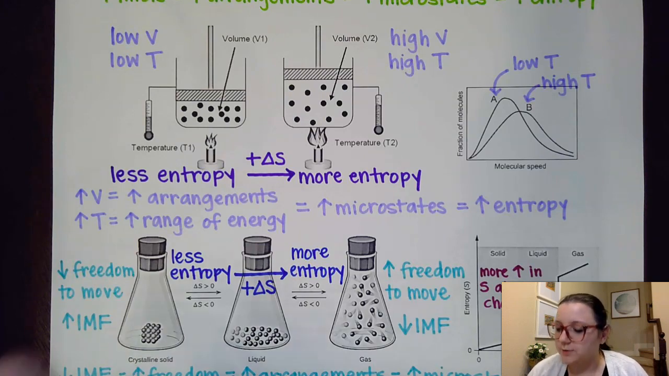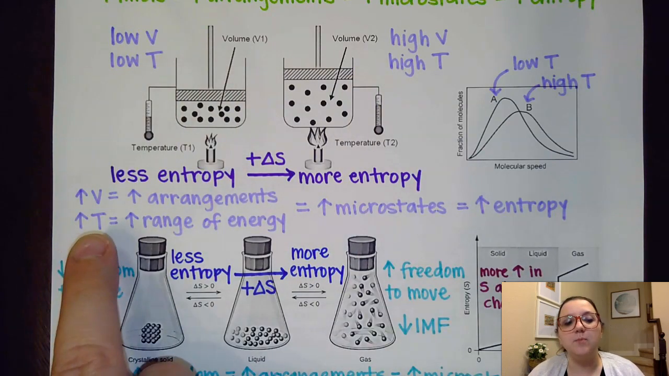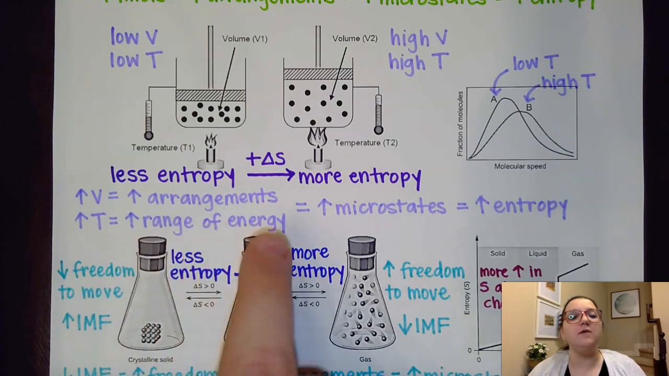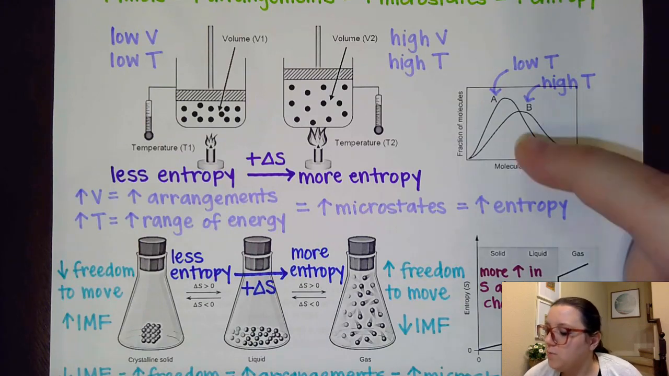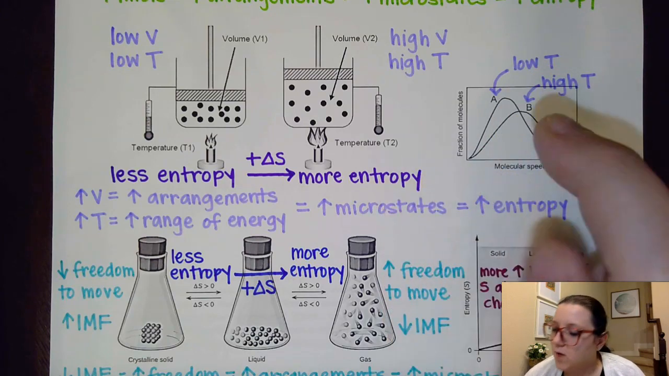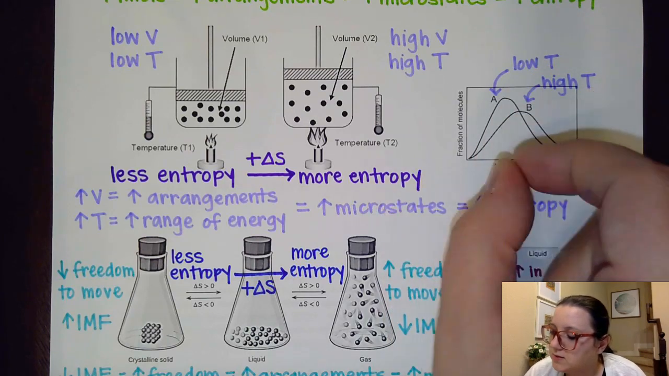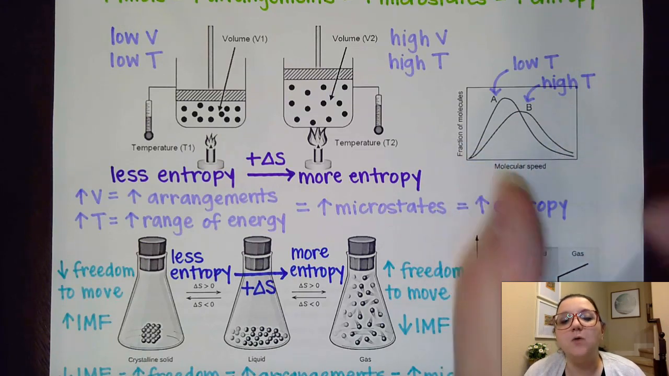So to talk us through here, if I increase the volume, having a greater amount of volume means that I could have more arrangements. There's more places that I could put those molecules. However, even just the temperature would cause a change. Remember, when I increase the temperature, I increase the range of energy values that I get. And to see that again on a Maxwell-Boltzmann curve, remember at a low temperature, our curve is more condensed. At a higher temperature, our curve gets more expanded. So we expand that range of speeds that we see here.